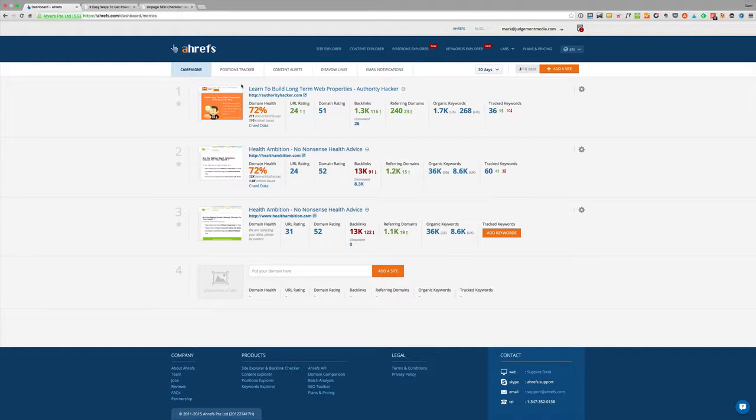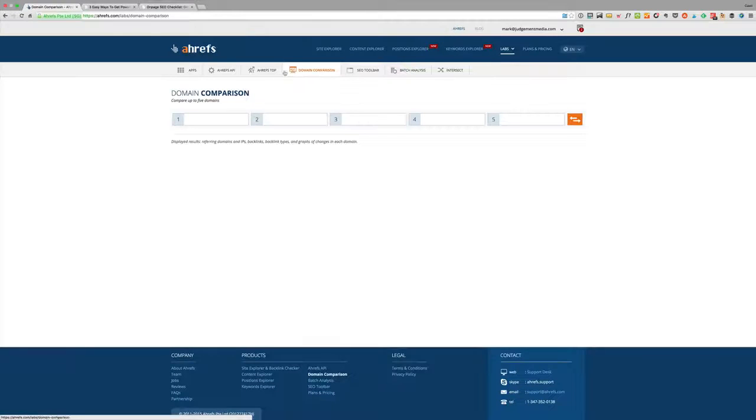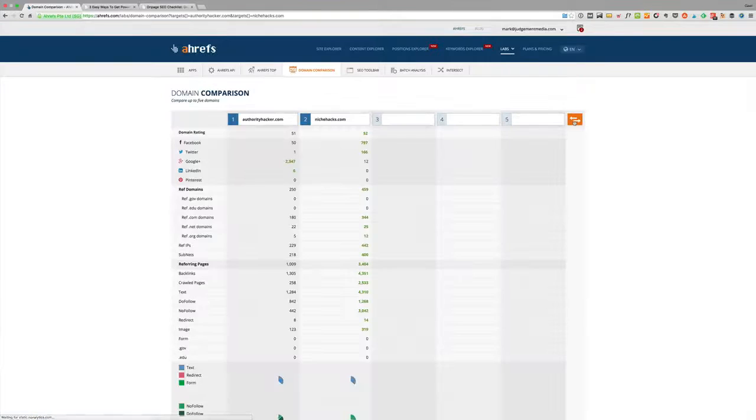So the first thing we need to do in Ahrefs is to go in the lab, and I like to do a domain comparison to get a bird's eye view of where he's winning, where I'm winning. So I like to do authorityhacker.com, nichehacks.com. And what Ahrefs is going to do is take all the metrics like the backlinks, the shares, etc., and basically see which domain is winning here.